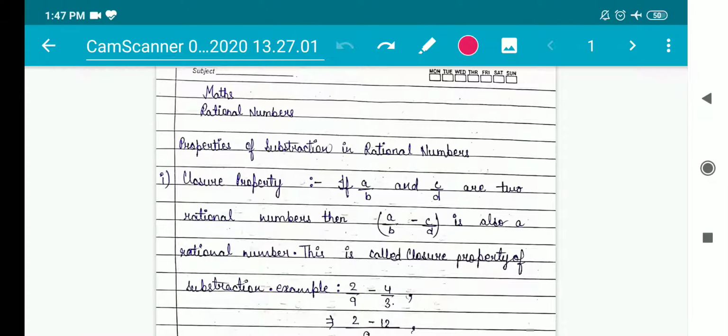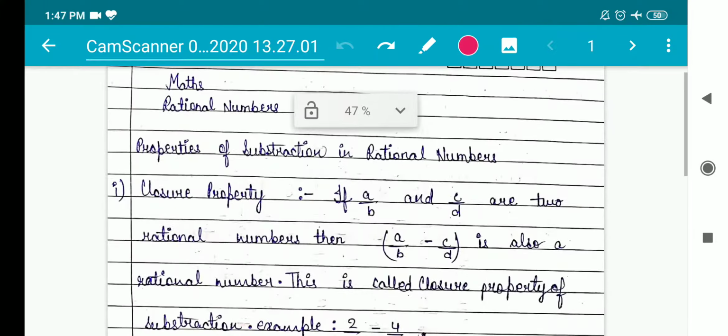Hello friends, I'm Aastha and today I'm going to talk about rational numbers. In the previous lecture, I talked about the properties of addition in rational numbers, and today I'm going to talk about properties of subtraction in rational numbers, properties of multiplication in rational numbers, and properties of division in rational numbers.